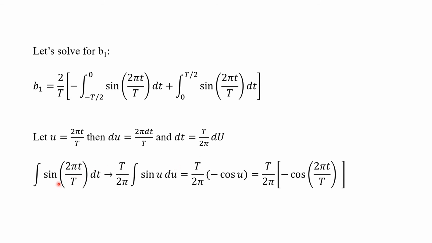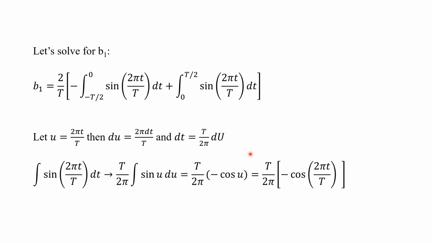So your integral of sine 2 pi t over T dt will then become T over 2 pi times the integral of sine u du, where the integral of sine u du is equal to negative cosine u. So this integral is equal to T over 2 pi times negative cosine u. Going back, u is equal to 2 pi t over T. Then the integral of sine 2 pi t over T dt is equal to T over 2 pi times negative cosine of 2 pi t over T.